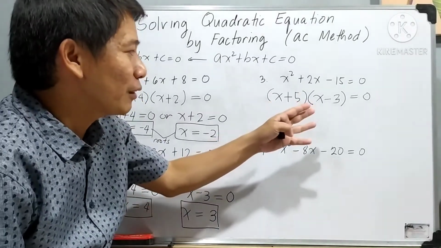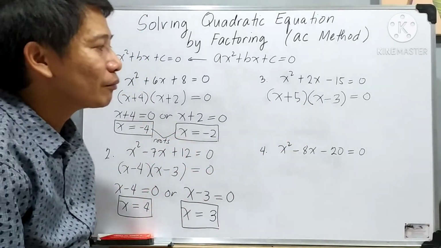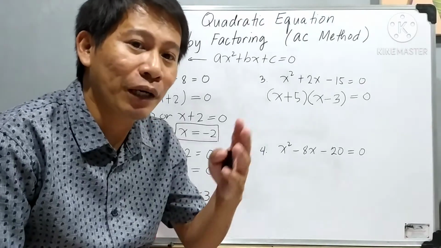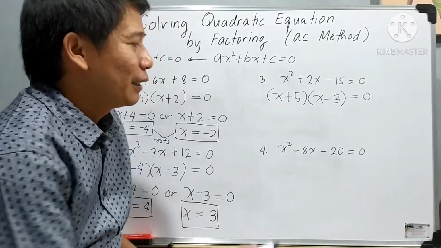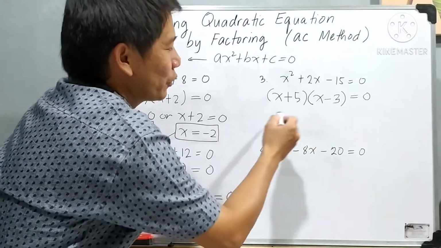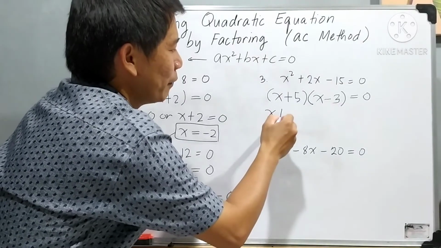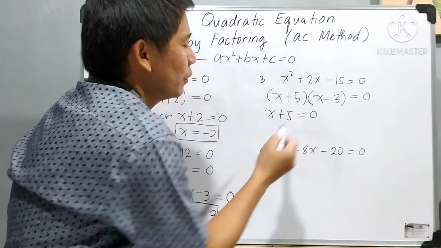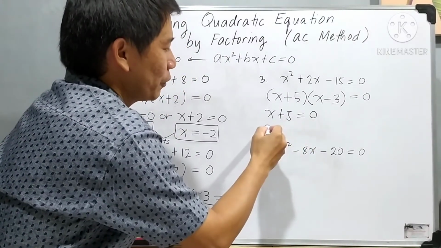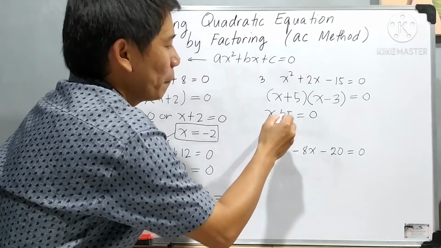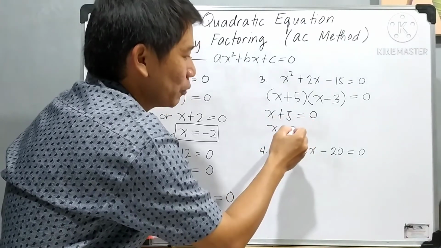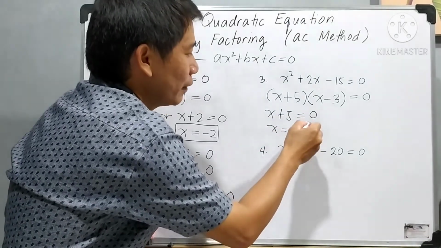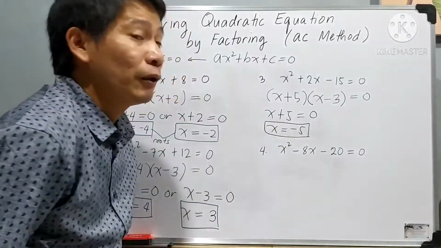So, pag na-factor out na, just like what we did here, apply the zero product property. So, equate each factor to 0. So, x plus 5 equate to 0. And now, solve for x. So, x is equal to positive 5. Itatranspose, so magiging negative 5. And that will be your first root.